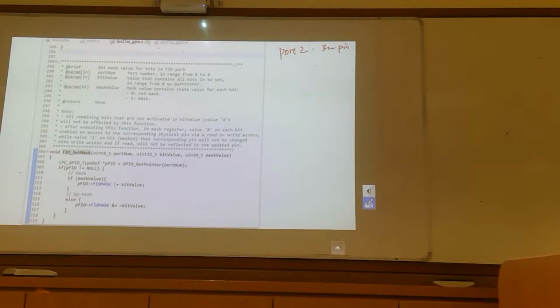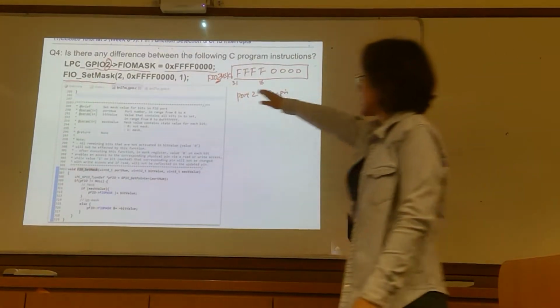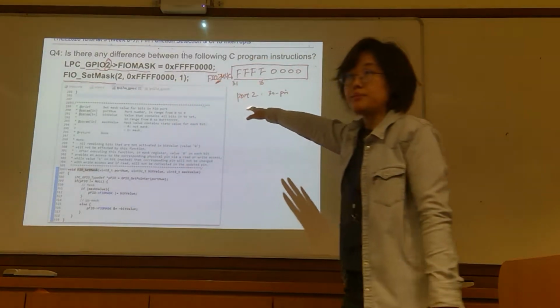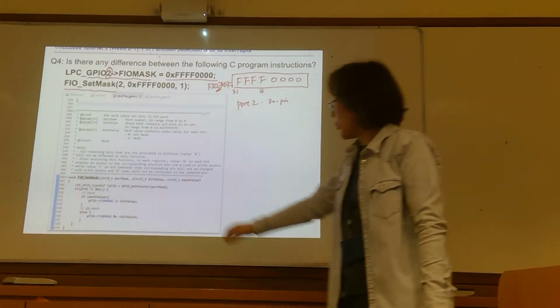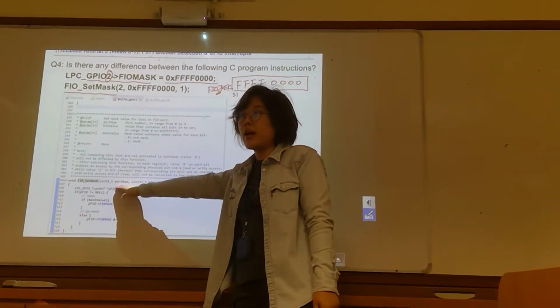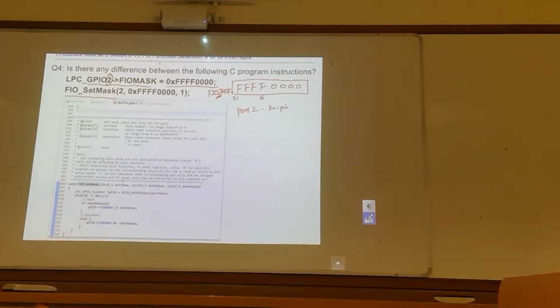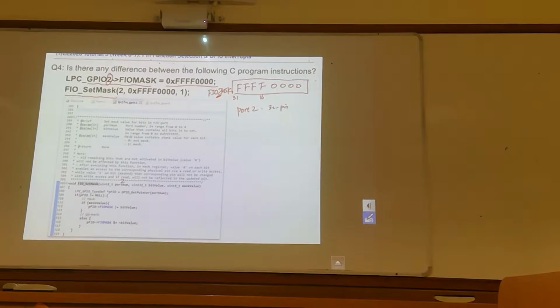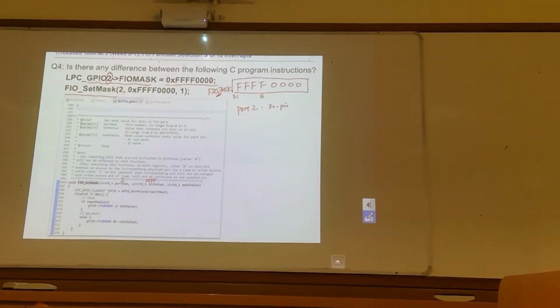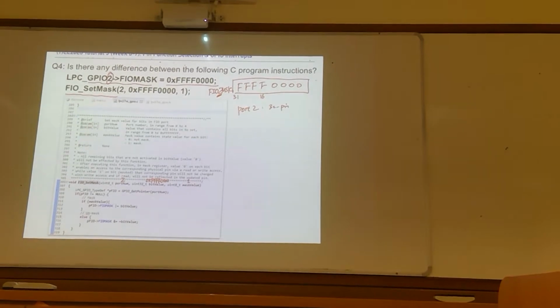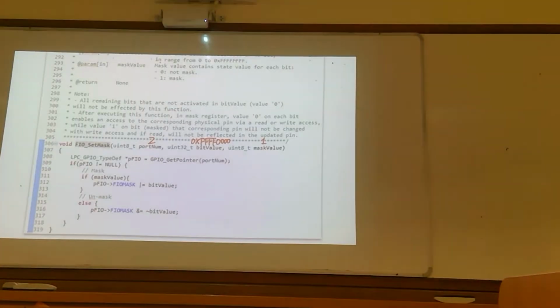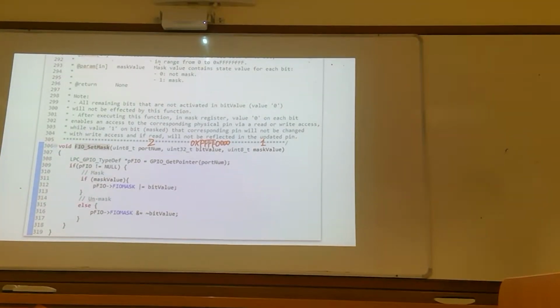If we have these parameters, your port number is 2. Let me write it here. So the port number is 2. The bit value is FFFF0000. The last, mask value, is 1. So let's look at the code.